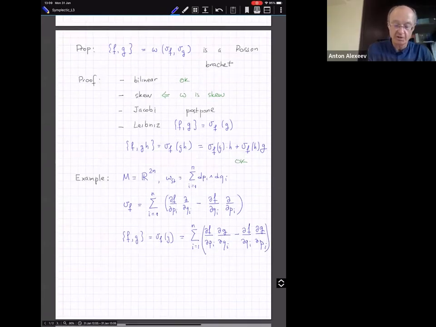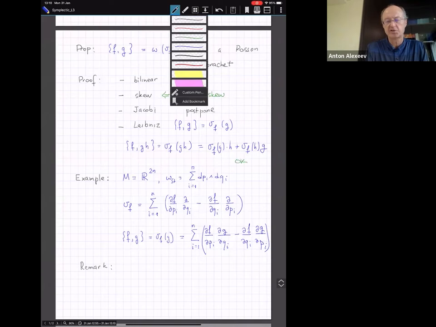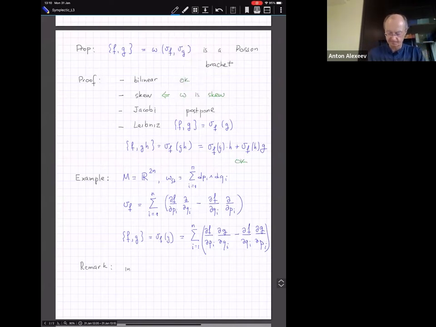Now maybe a remark. In this case, of course, it's very easy to just prove Jacobi by hand. It's a little bit of a tedious exercise, but you just substitute the definition and you see that the Jacobi identity holds.